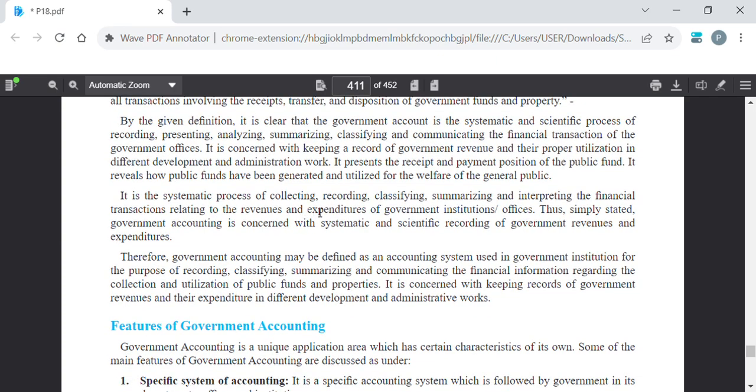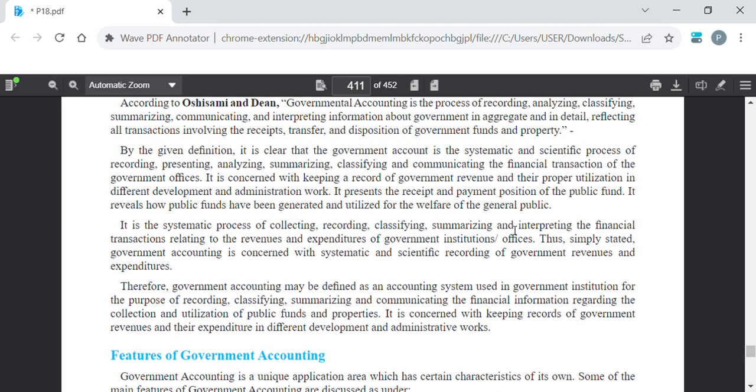It is a process of collecting, recording, classifying, summarizing and interpreting financial transactions relating to the revenues and expenditures of government institutions and offices. So again, same thing. In simple words, accounting is nothing but recording, classifying, summarizing, presenting, aggregating. But if we do it in terms of government, then it is known as government accounting.